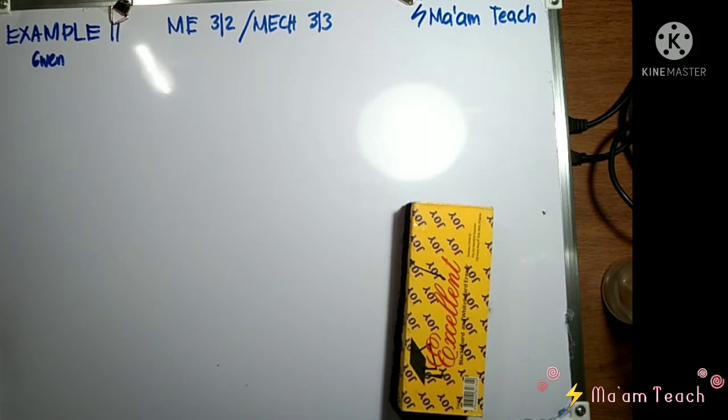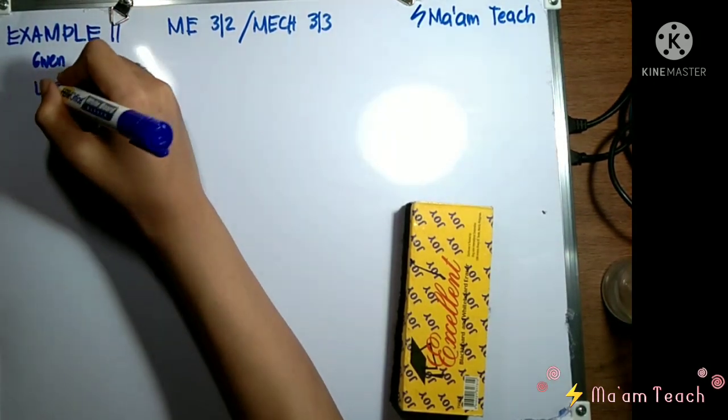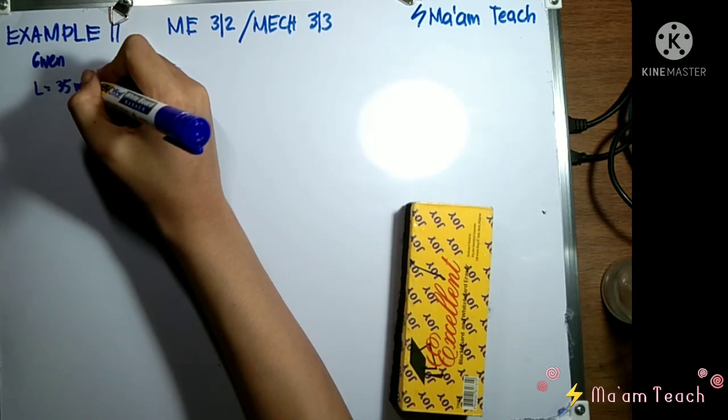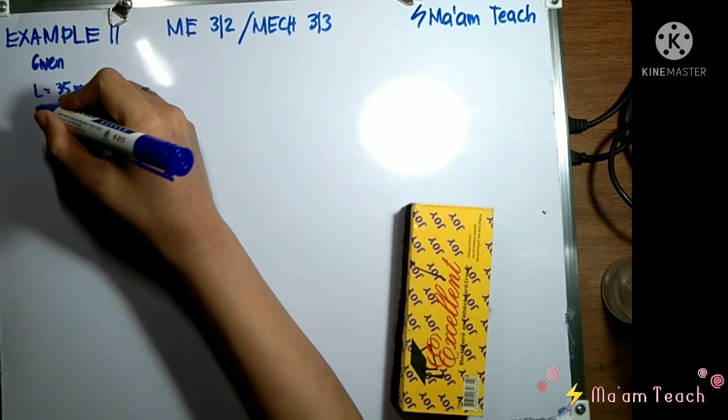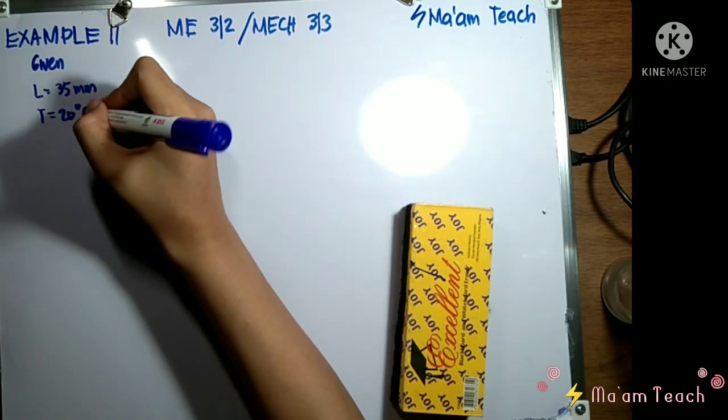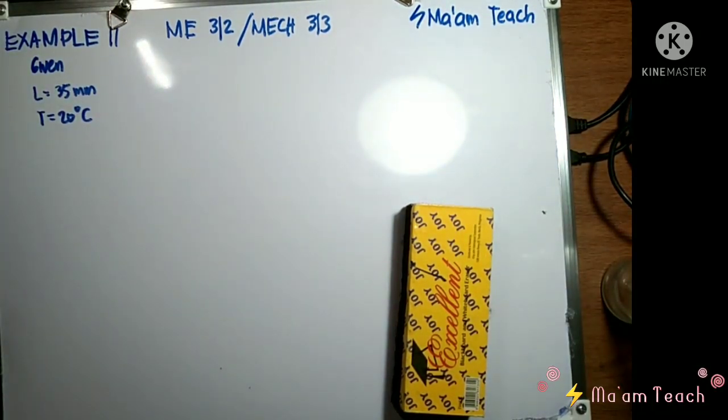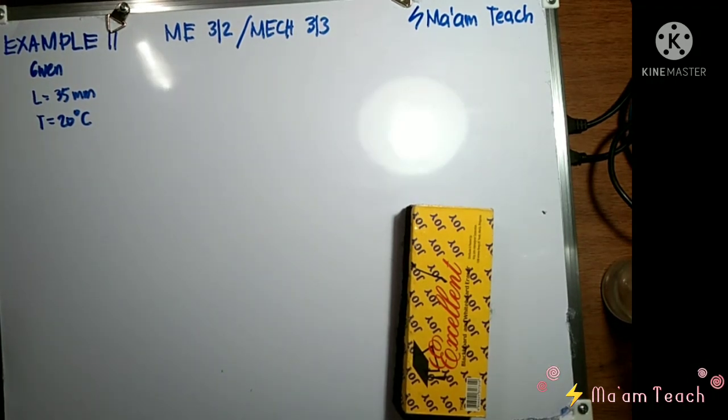Okay, class, so here we are in our example number 11, where we are given a needle which is 35 mm long. Take note, the length is 35 millimeters. And we are also given the temperature, which is 20 degrees Celsius. Take note, class, the fluid is water. The needle is floating in the water, and we are asked what is the force over and above the needle.